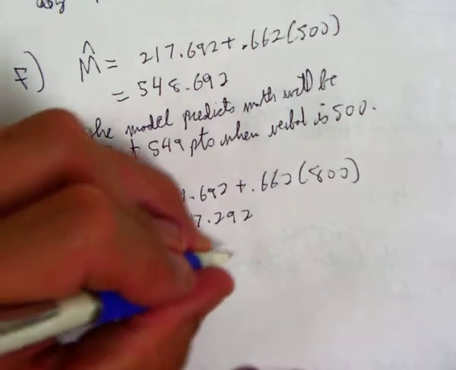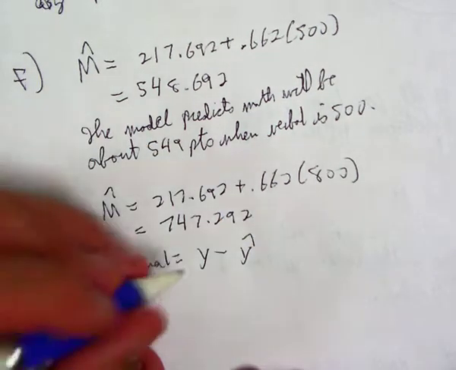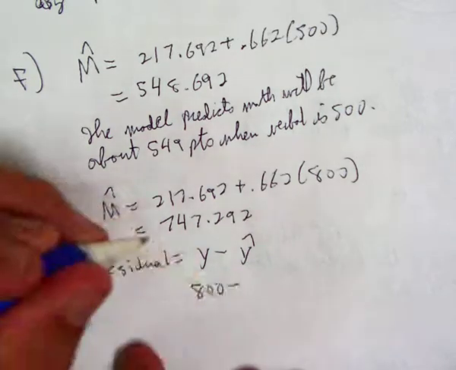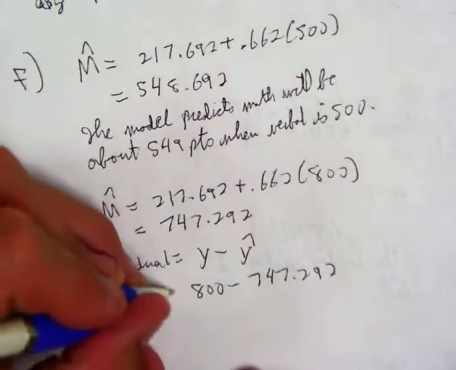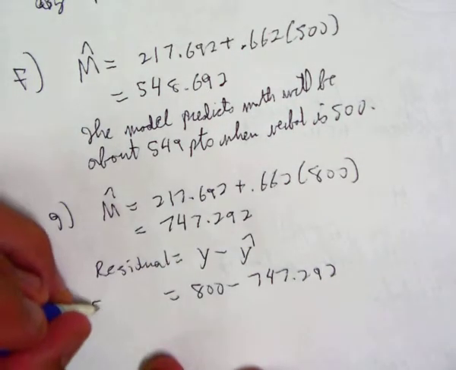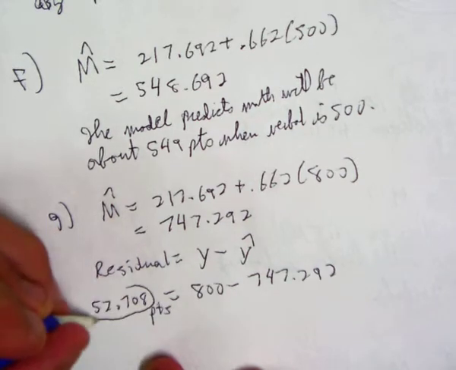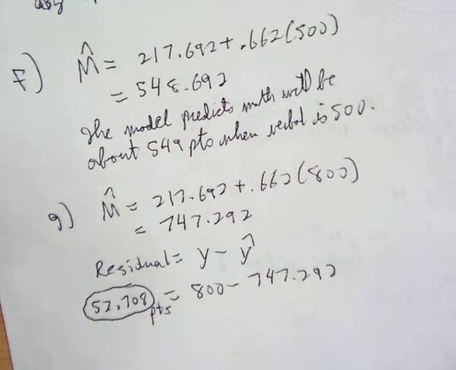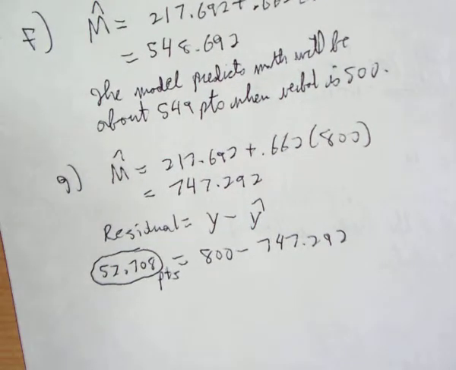Residual equals actual y minus predicted y. The actual y was 800. They actually got an 800, but the model predicts 747.292. And if you subtract those, you get about 52.708 points. So it would be a positive residual. What does that mean? It means that the person scored higher than predicted. They did better than expected. That's a good thing.